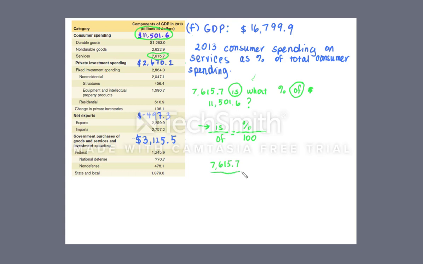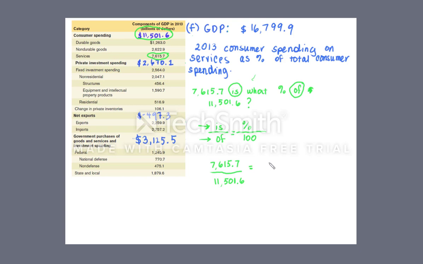So now I'm going to construct the rest of the equation. I don't know what the percent is. That is what I'm looking for. 7,615.7 is what percent of 11,501.6? The percent is what I'm looking for, so I'm going to replace the percent with a variable to solve for. I'm going to make it x, and then I have 100. Now when I solve a problem like this, what I have to do is cross multiply.